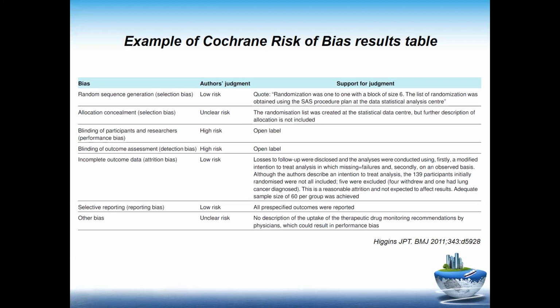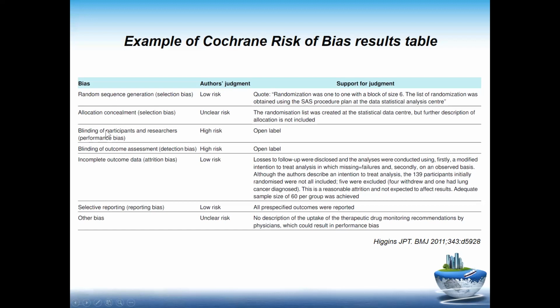Now bear in mind that unclear is not something in between low and high. It could be high, could be low. You don't know. Many people think, oh, unclear risk means it's median risk of bias. No, it's not true. It could be low, could be high. You don't know. So it's another separate category.